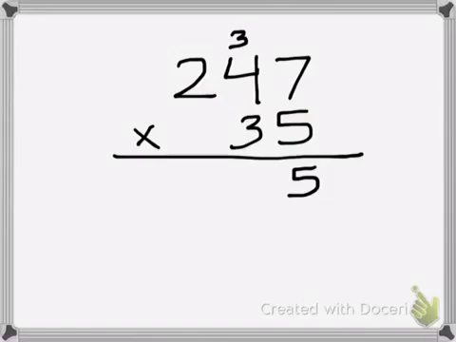Okay, now I multiply 5 times 4. 5 times 4 is 20. And if I add 3 more, I get 23. The 3 goes below the line. The 2 in 23 gets carried to the next place over, the hundreds place.